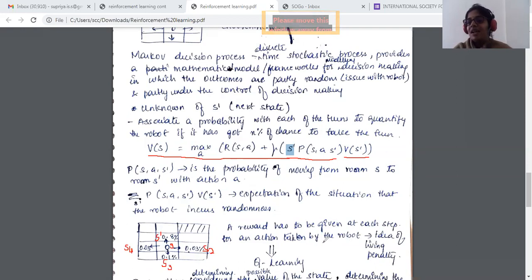So the concept of this living penalty, giving a reward to each and every state or action the robot makes, we call it transforming it into Q learning. Q learning is nothing but quality learning. Now we are going to get an idea of why this quality learning.